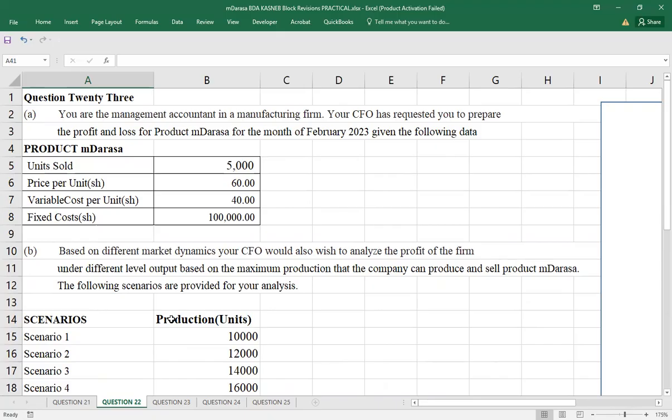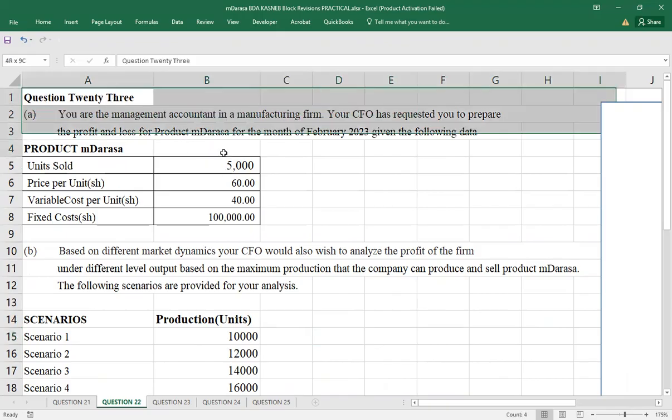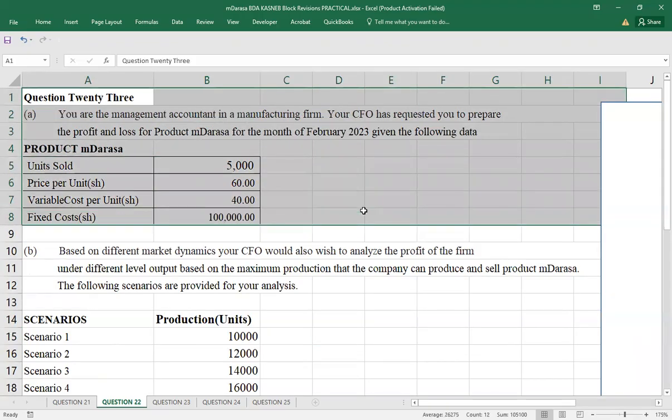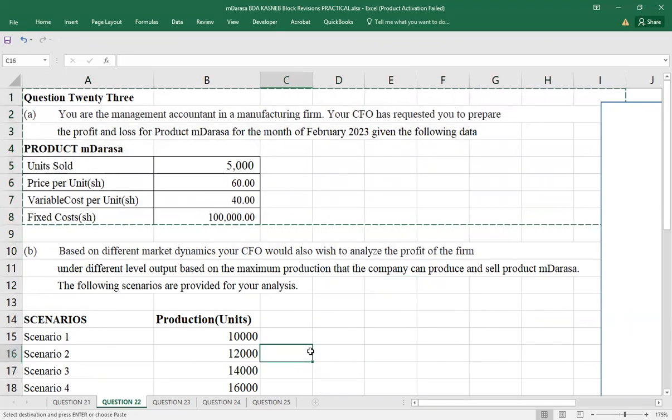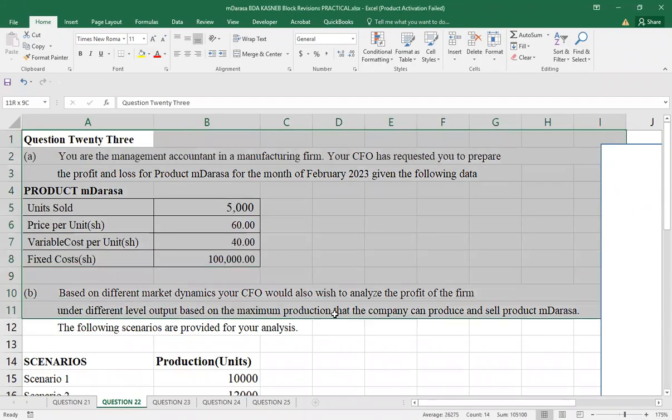So in this case, allow us to start with the first question, which is part A of the question, where we are supposed to prepare basically the profit and loss for product mDarasa. So literally, these are what you're going to do. We can do this on the other sheet for the purpose of us understanding the concept clearly. Let me copy paste this in a different sheet so that you work it out there. Literally, you can just have it here actually. Let us have it here. So we just copy paste it.